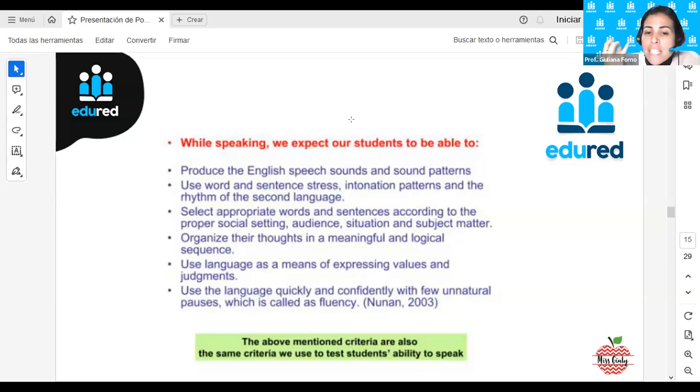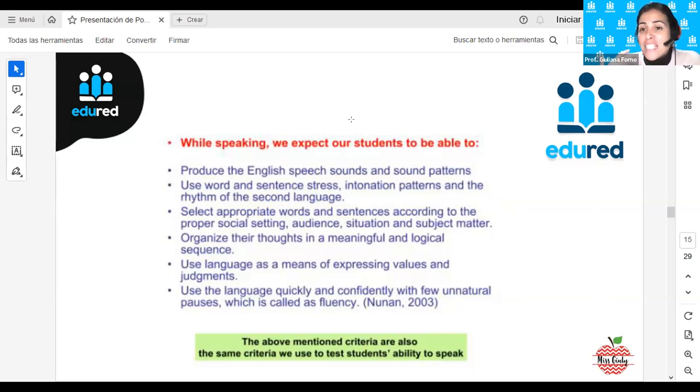Use language as a means of expressing values and judgments. They need to know that this is a tool for them to connect to people, with us, with their classmates, with other teachers. Use the language quickly and confidently with few unnatural pauses. This is called fluency. When you are starting to speak, you tend to have a lot of pauses, like "my name is..." So you can tell when someone is starting to speak, but we need them to be fluent in the language. So we need to continue practicing for them to get this natural.